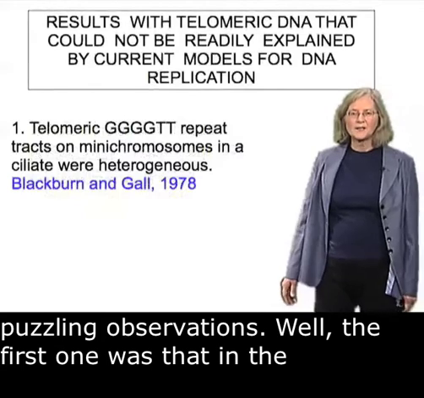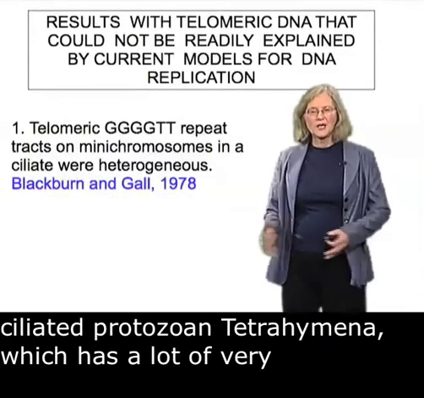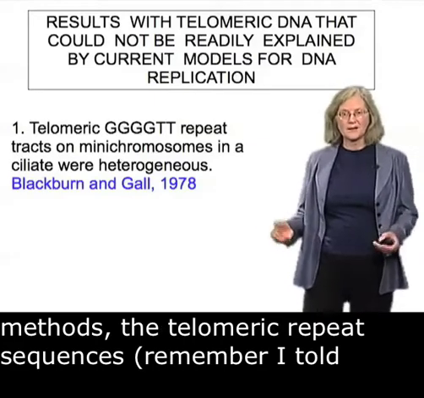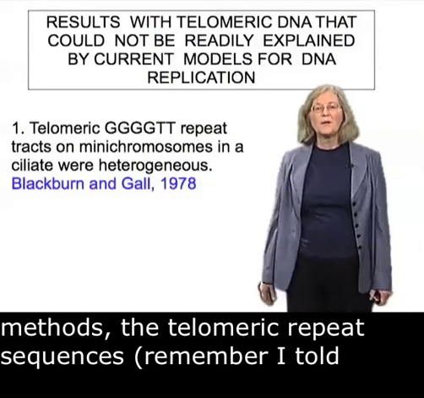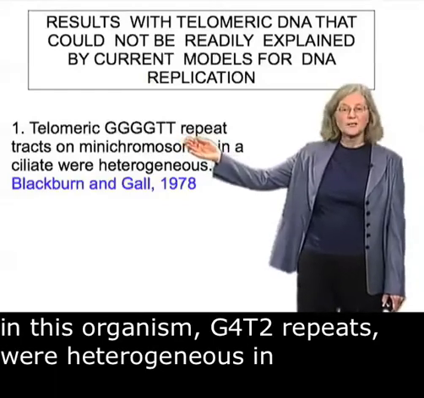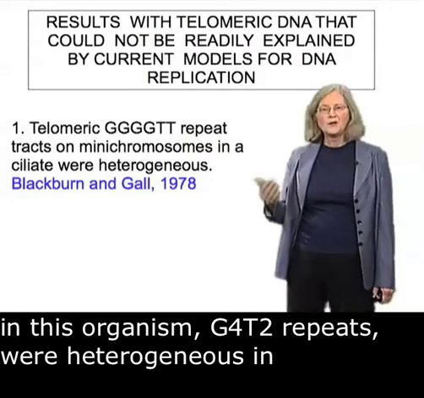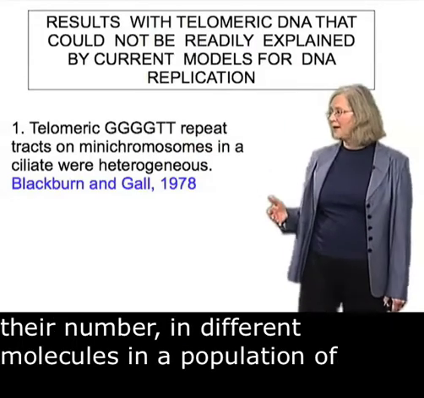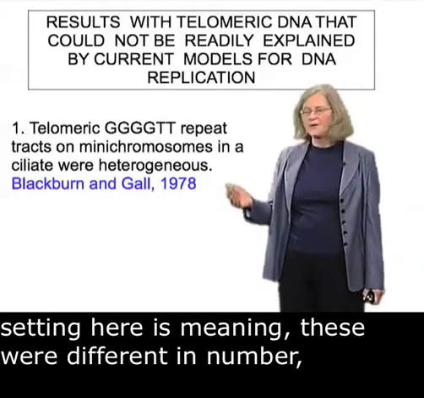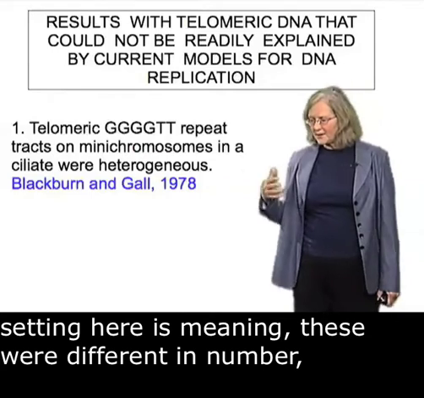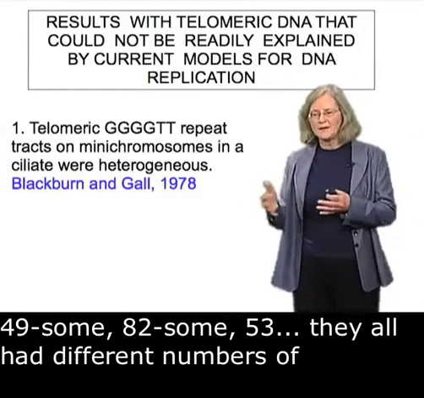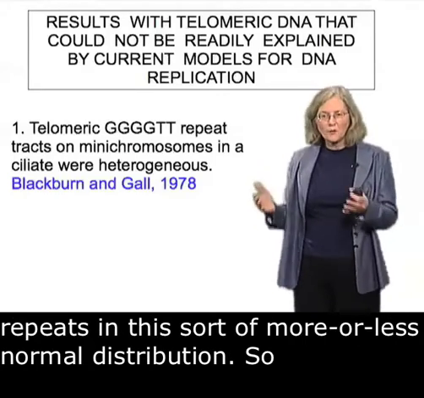Well, the first one was that in the ciliated protozoan Tetrahymena, which has a lot of very small mini chromosomes and is therefore amenable to molecular analyses of its telomeric DNA by direct methods, the telomeric repeat sequences, remember I told you about the sequences repeated over and over at the ends of chromosomes, the repeat sequence in this organism, G4T2 repeats, were heterogeneous in their number in different molecules in a population of otherwise homogeneous cells. And heterogeneous in this setting means these were different in number. So some copies of the mini chromosome would have 20 repeats on the end. Some would have 50, some 49, some 82, some 53. They all had different numbers of repeats in a sort of more or less normal distribution.